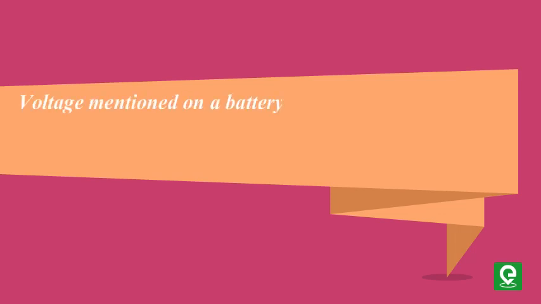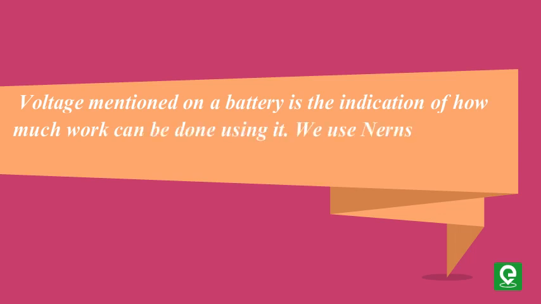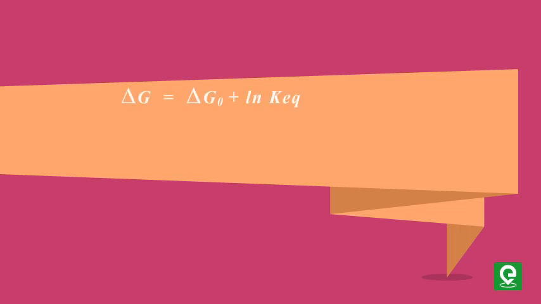Voltage mentioned on battery is the indication of how much work can be done using it. We use Nernst equation to calculate this voltage. Delta G is equal to delta G naught plus RT natural log of K equilibrium.